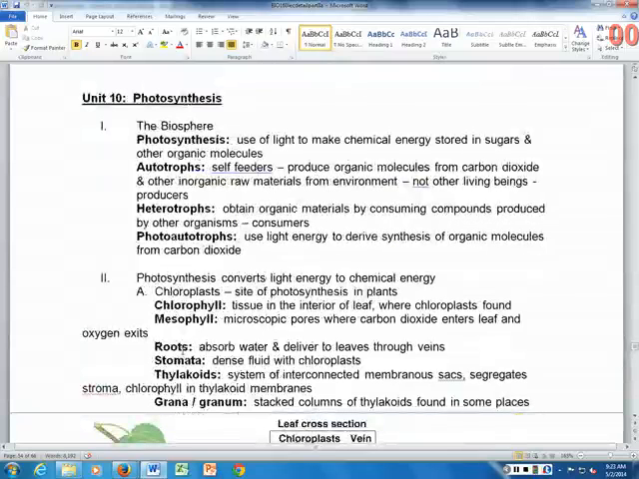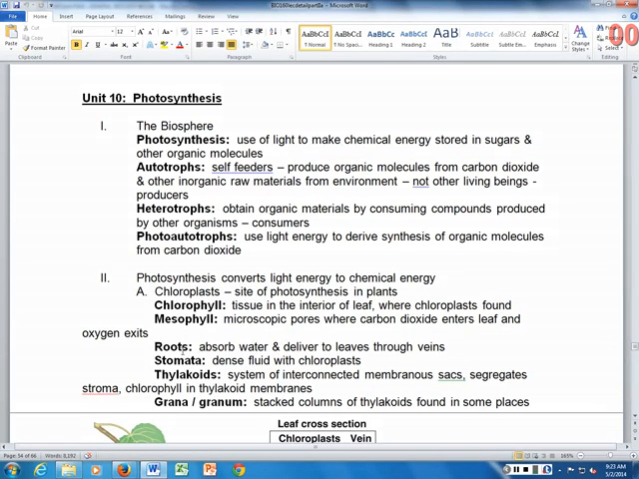So we'll get started on photosynthesis. We're not going to get into the real detailed part of photosynthesis today. I think that's just a little too much biochemistry to swallow, but we'll look at the kind of big stuff in there. So photosynthesis is using light to make chemical energy, and you store that chemical energy in sugars.